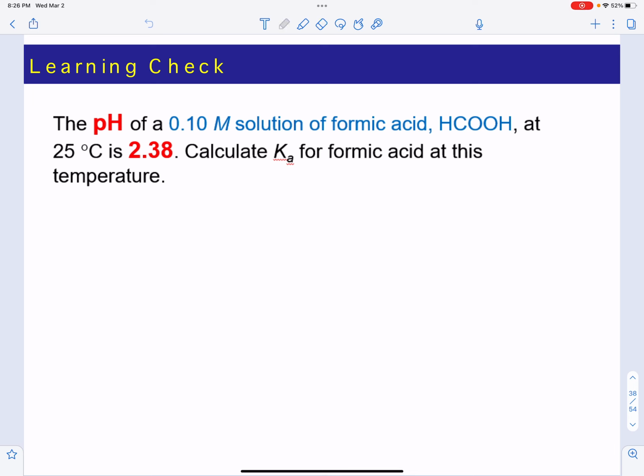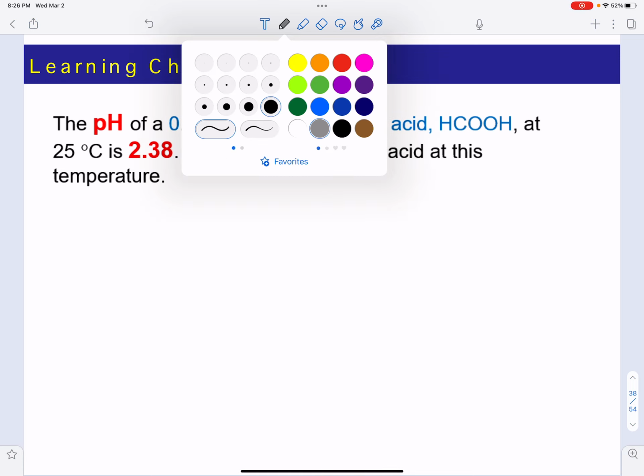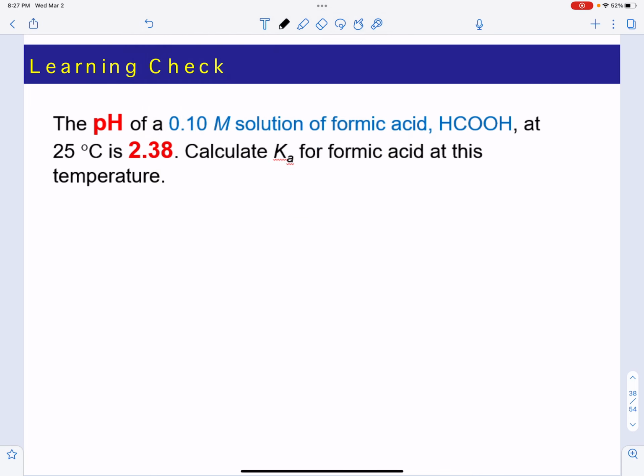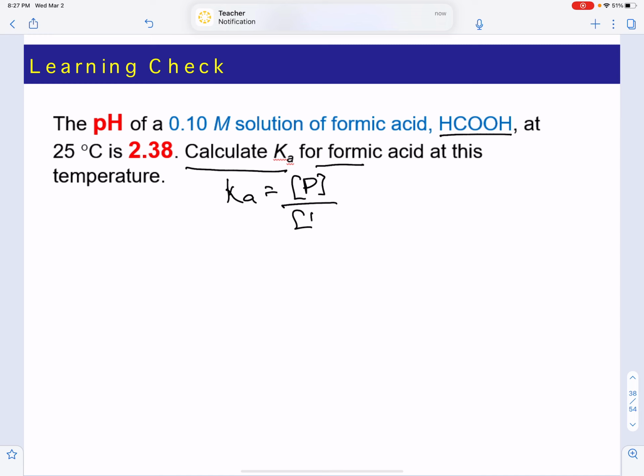The problem is asking us to calculate the equilibrium constant for formic acid, which is going to be a weak acid because it's not one of the 7 strong acids. So we know that if we are going to calculate the Ka, we're going to put the concentration of the products over the concentration of the reactants at given powers. That means we're going to have a balanced equation.